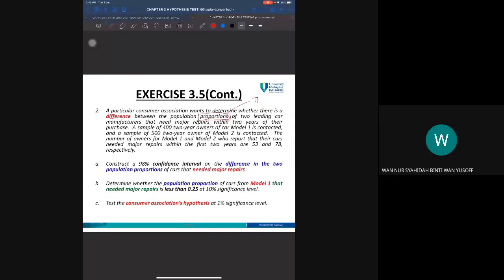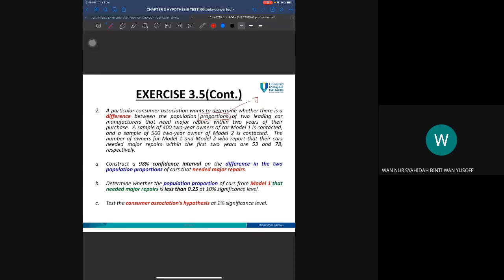Years of manufacture. No, we don't collect that one. What do we collect? Number of owners who report their car. It is the number of cars that need major repair within 2 years. That's your variable. That's the data that we collect. Okay, number of cars that need major repair. That's what we call the success characteristic. So most of the time, the success characteristic is your variable.